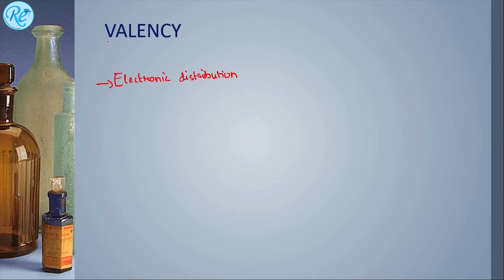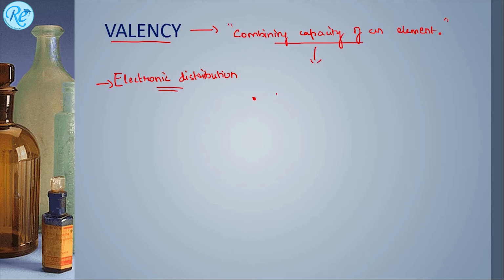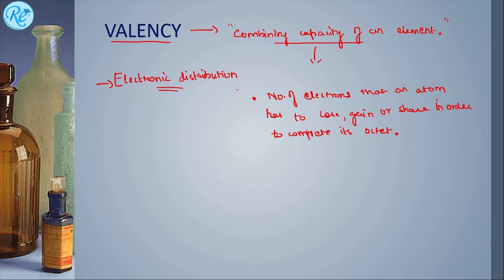As I said, properties of elements come from electronic distribution, and this electronic distribution around the protons gives rise to something called valency. Let us talk about valency because this is very important before we go to the modern periodic table. The common definition that you'll find is that valency is the combining capacity of an element. If you don't understand this definition, we'll take some examples. Another definition for valency is that it is the number of electrons that an atom has to lose, gain or share in order to complete its octet or to get stability. Now we'll see what stability actually is for elements.